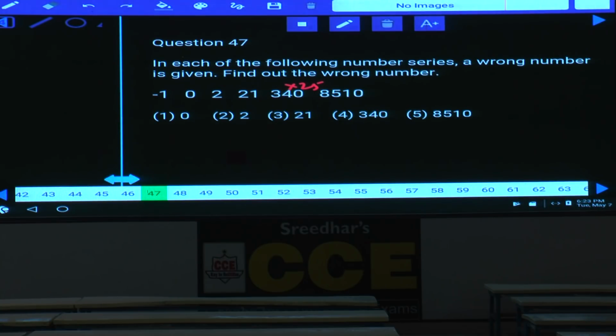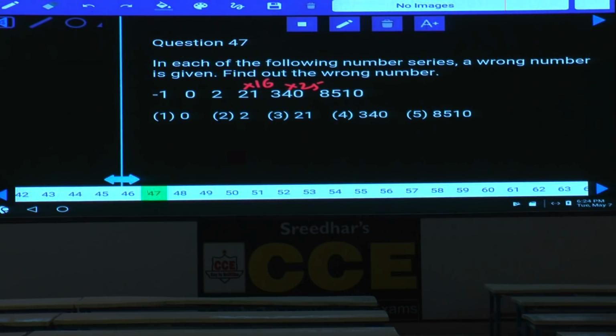Then next one. What is the next number after this one here? 21 and 340. Now this 21 and 340, how can you express this one? 21 into 16 is how much? Yes, 21 into 16, quick. 336. Now 21 into 16 means how are you working this one? 16 into 20, that is 320 plus 16, 336.